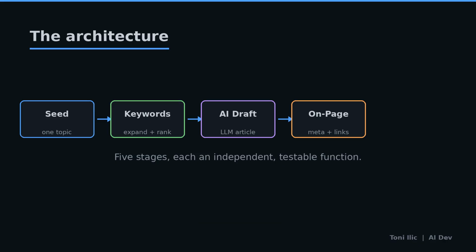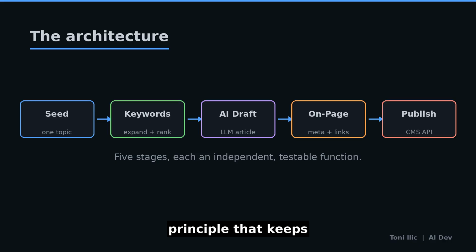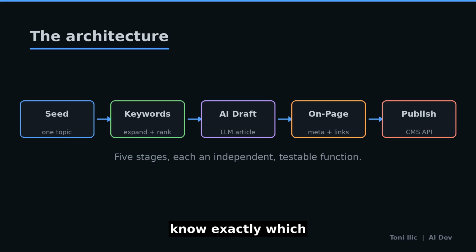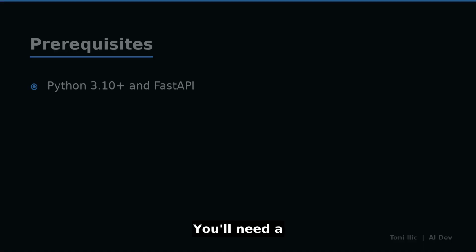Here's the design principle that keeps this maintainable. Each of those stages is an independent function that you can run and test in isolation. When your rankings aren't moving or an article comes out wrong, you know exactly which stage to inspect. Build it as a chain of small, honest functions, and the system stays simple no matter how much content it produces.